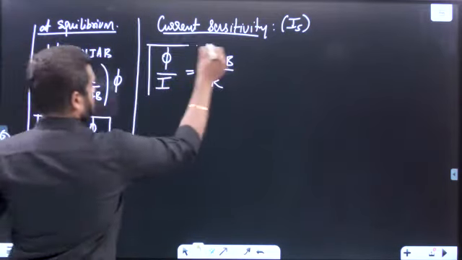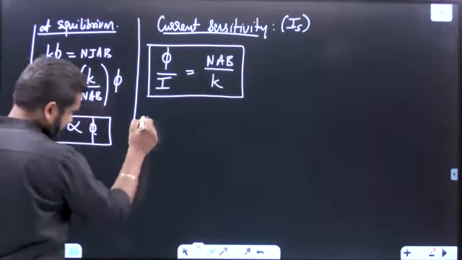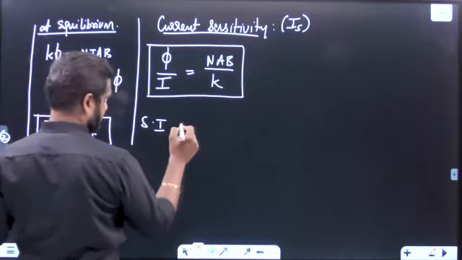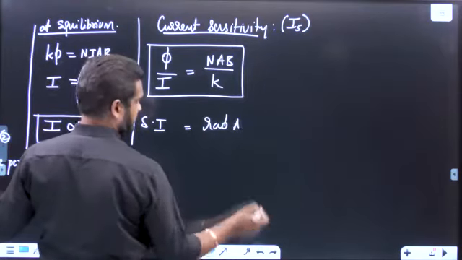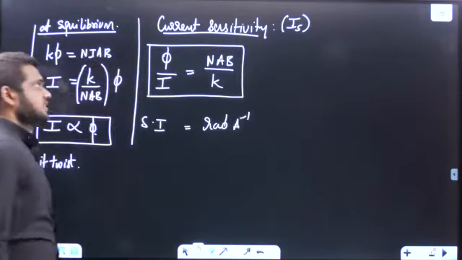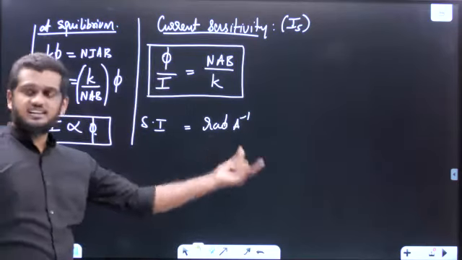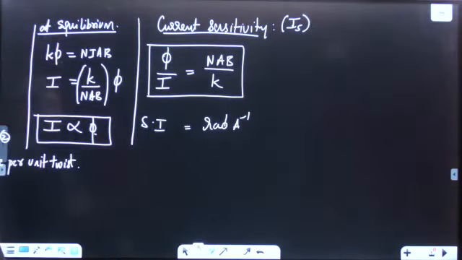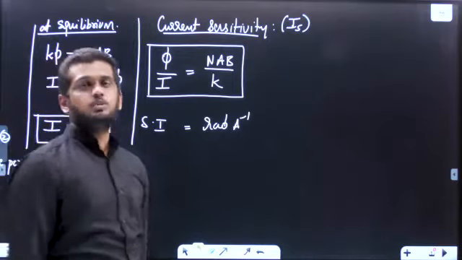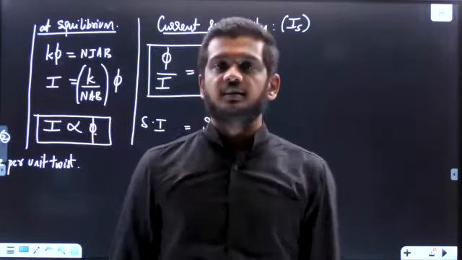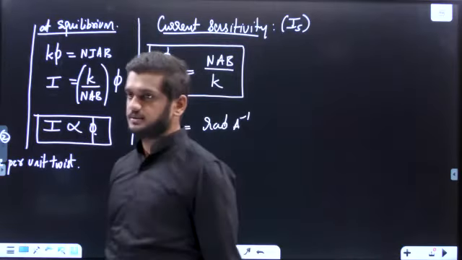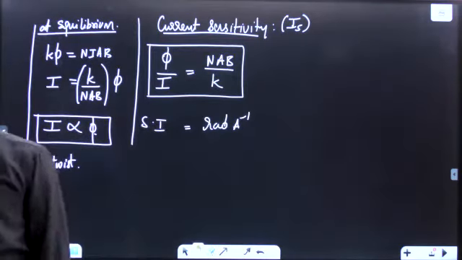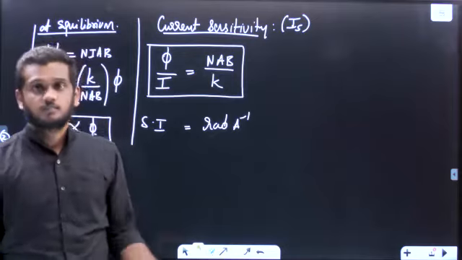So what is the formula for current sensitivity? The SI unit will be radians per ampere. Theta is measured in radians, current is in ampere, so it is radians per ampere. If you want the galvanometer to be more sensitive, should you have more number of turns in it or less number of turns? What do you think?